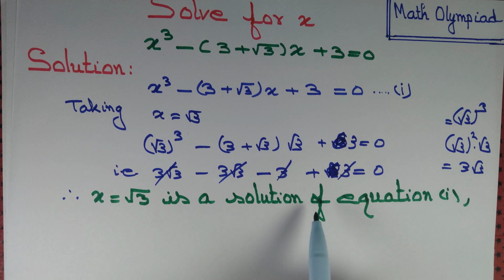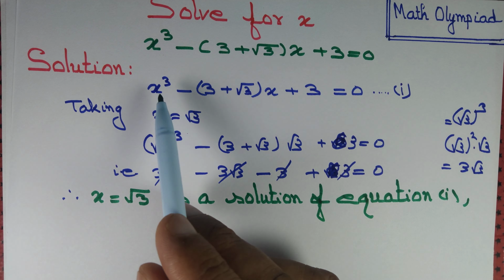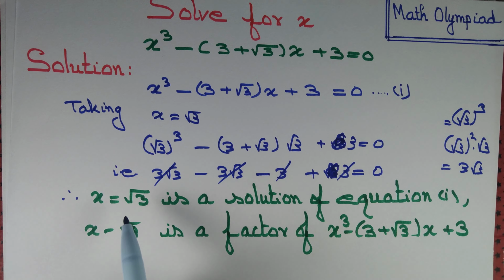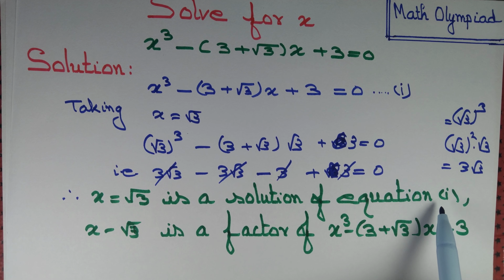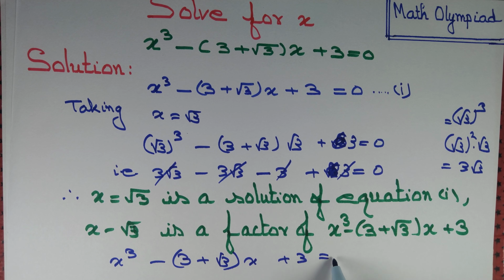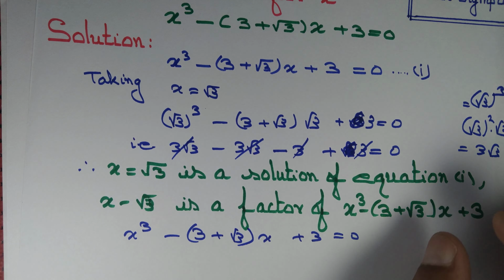Since x equal to root 3 is a solution of equation 1, x minus root 3 must be a factor of this polynomial. So let's factorize this polynomial. First of all, we write equation 1 once again: x cube minus (3 plus root 3)x plus 3 equal to 0. We know that x minus root 3 is a factor. So we try to factorize it.